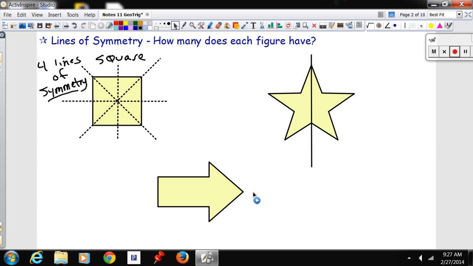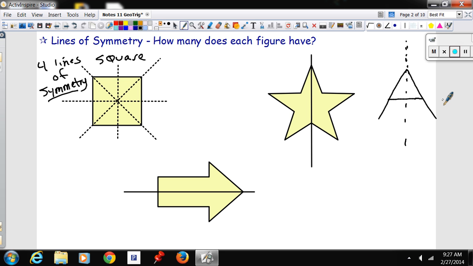Right down here, this arrow has just 1 line of symmetry. You could fold this top part on top of this bottom part. Now that's a horizontal line of symmetry. This one is a vertical line of symmetry here. Think about the letters in the alphabet. Can you think of a letter that has a vertical line of symmetry? A does. If you drew a perfect A, and you drew a line of symmetry straight down like this, that would land right on top of the other side. That would have a vertical line of symmetry.